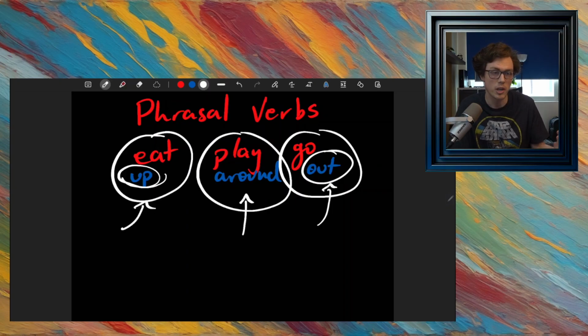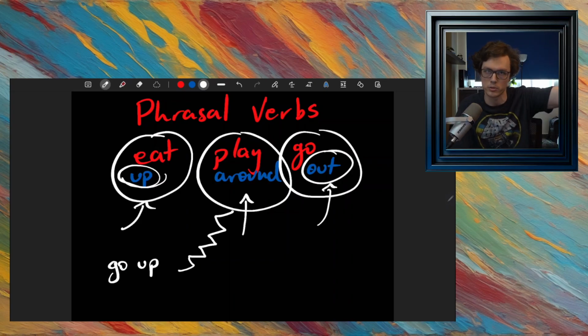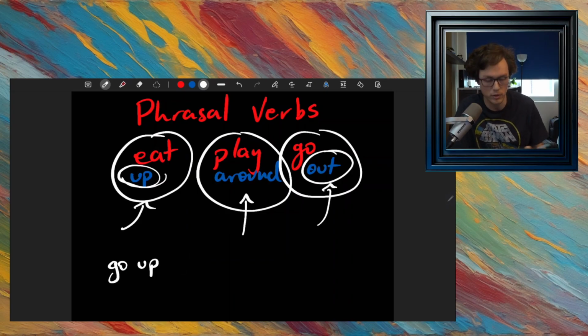There are some that look like phrasal verbs, things like to go up, right? That literally means to go upwards, right? So that's a literal one. There are plenty of literal ones, but you can usually notice when we use a phrasal verb that doesn't really make sense otherwise.